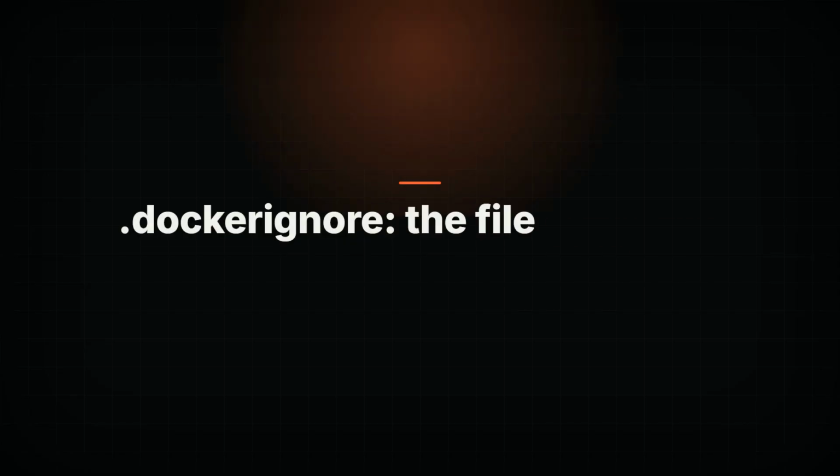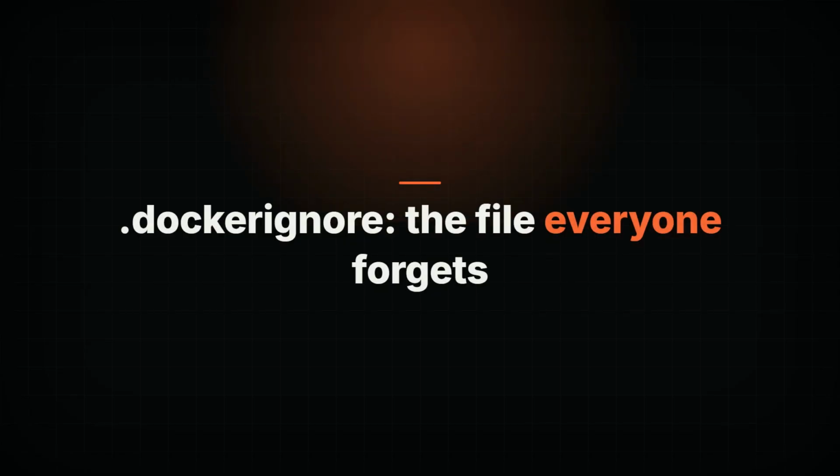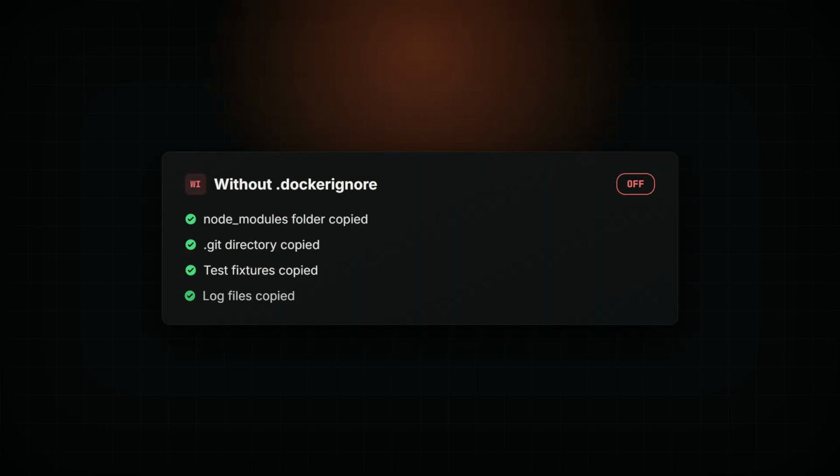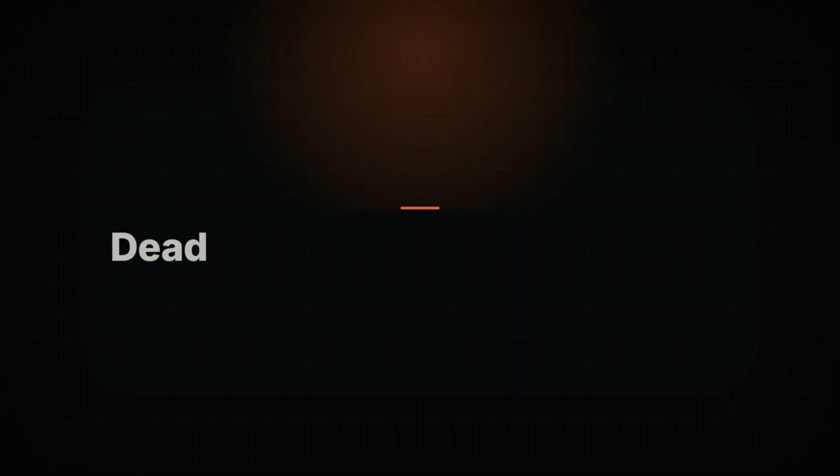And then the file almost every developer forgets. .dockerignore. Without it, Docker happily copies your local node_modules folder, your .git directory, your test fixtures, your log files, anything sitting in your project folder, straight into the build context. That's deadweight bloating your image and slowing every single build.